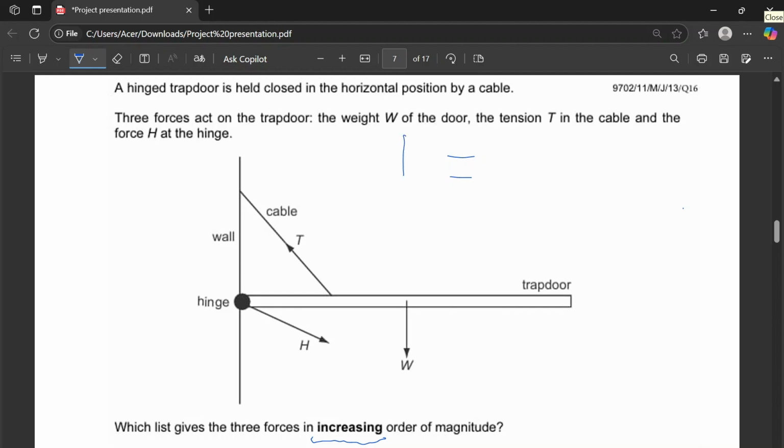As you can see, there is a tension. The tension gives the anti-clockwise moment, and the weight and the force H are the clockwise moments. From that we can conclude that the tension is equal to the sum of the weight and the force H. So in the increasing order of magnitude, T will be the last one. So the only answer we have is choice C. T is the greatest force. So now let's continue.